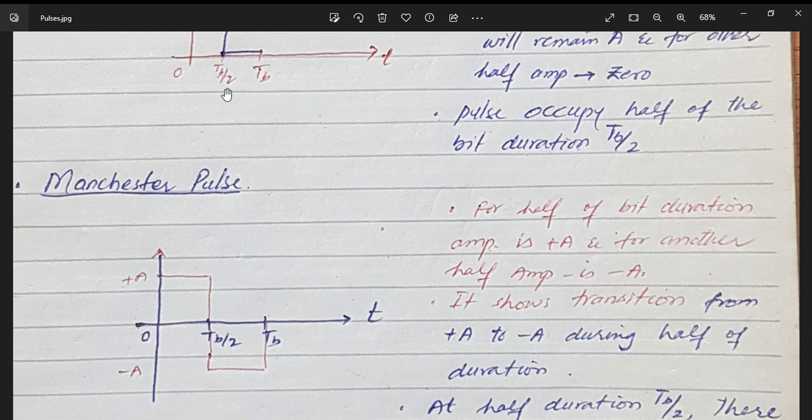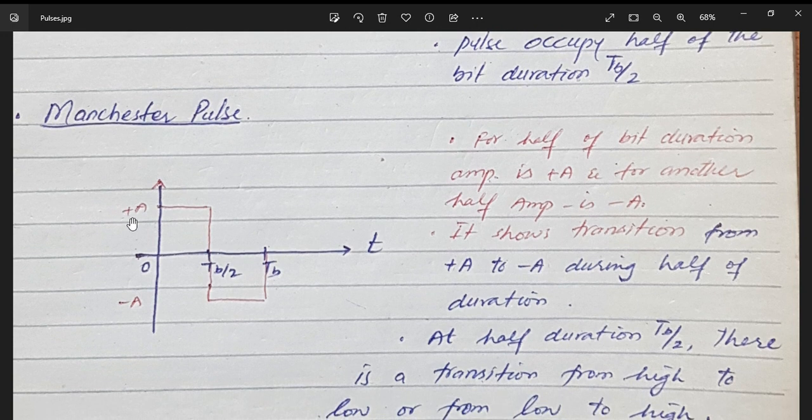The third important type is the Manchester pulse. If you draw the signal for this as well, you can see this is the positive level and this is the negative level. Then you can see this is the bit duration Tb and this one is the half bit duration, that is Tb by 2. For half of the bit duration the amplitude is positive A, and for the other half of the bit duration the amplitude is negative A. As you can see here, for the first half bit duration the amplitude is positive A, and for the next half duration the amplitude is negative A.